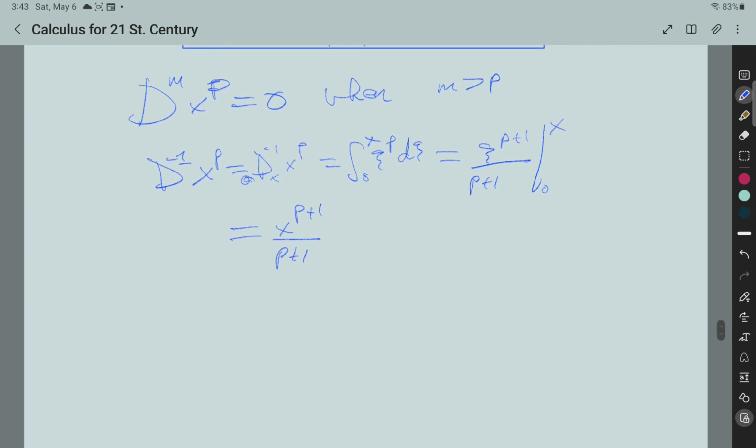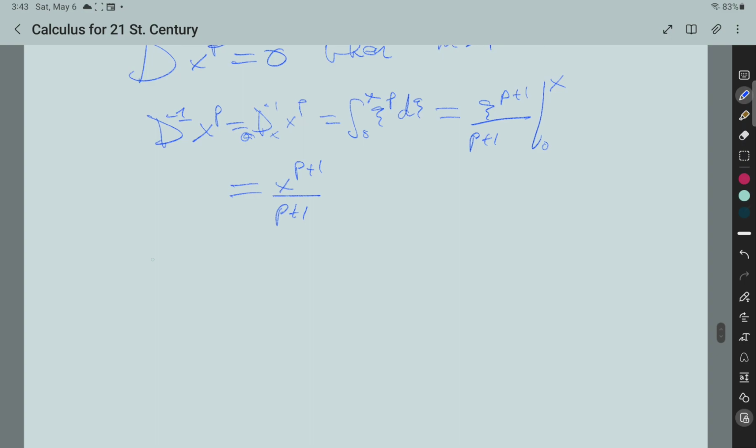So now you see the pattern. If you have d to the minus 2 of x of p, that means you're going to have 2 of these integrations, 0 to x, and then 0 to c prime. So I have c^p dc, and then dc prime.